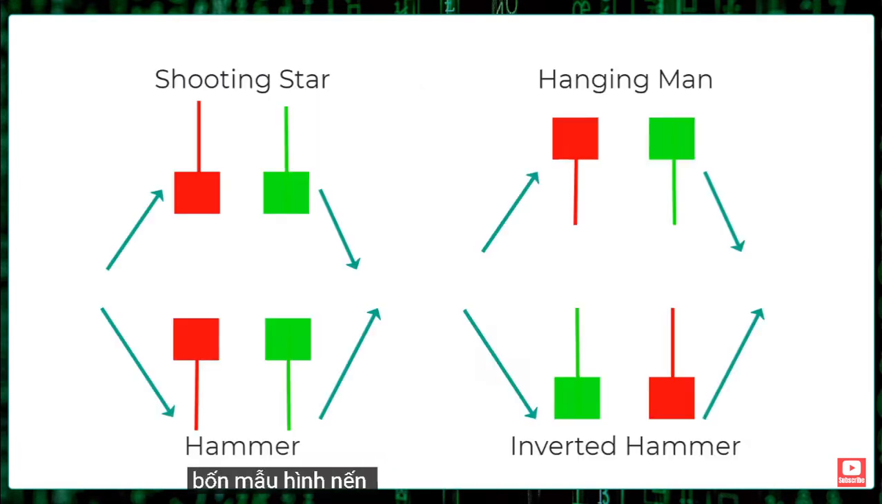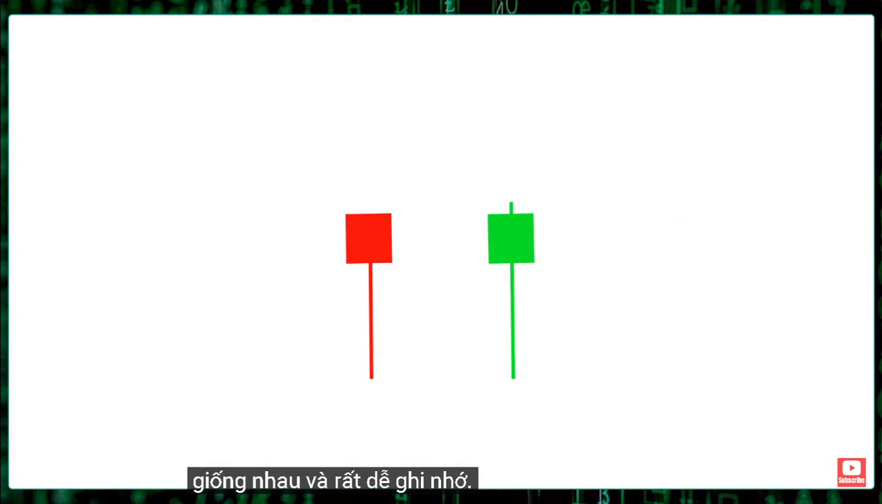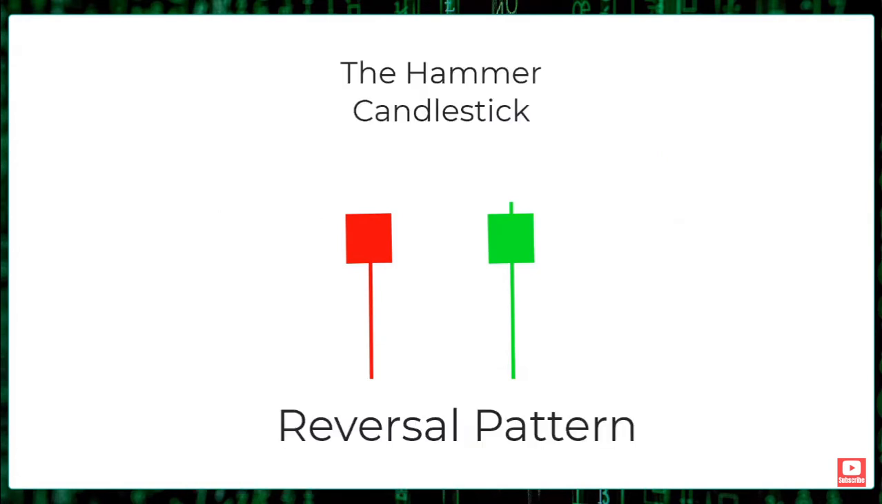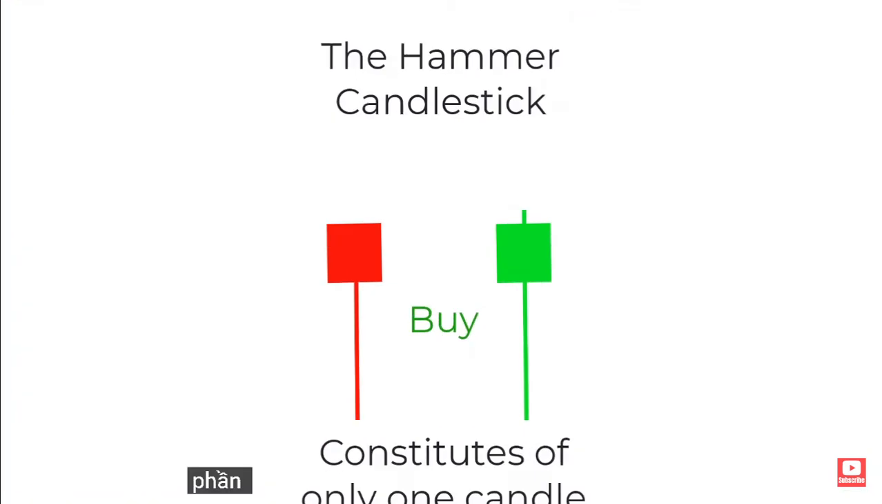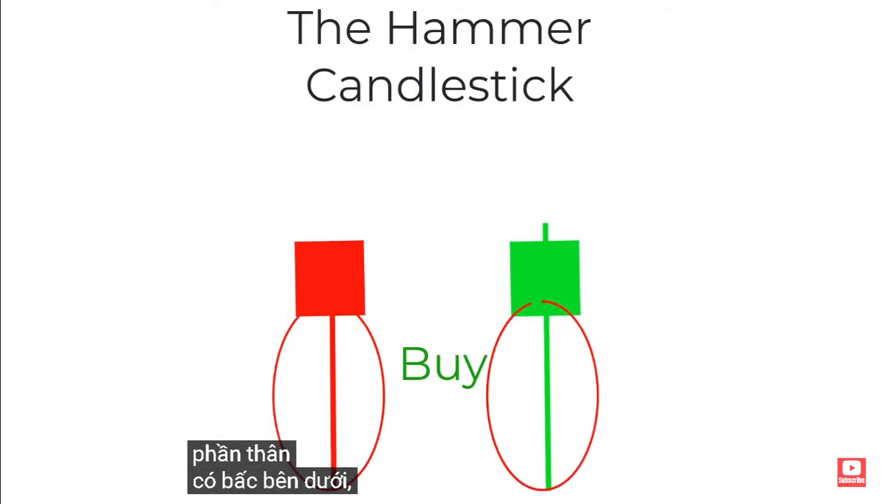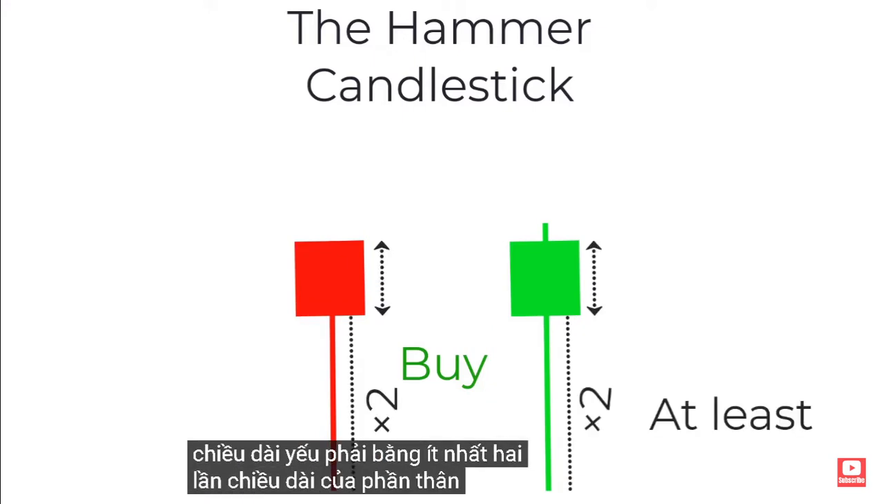The first 4 candlestick patterns, which I will go over now, do look very similar, and are easy to memorize. Let's get started with the hammer candlestick. It's a reversal pattern, and a powerful buy signal. And it constitutes of either a 1 bearish or a 1 bullish candle. Furthermore, the candle has a small body with a wick below it. The wick length should be at least 2 times the length of the body.